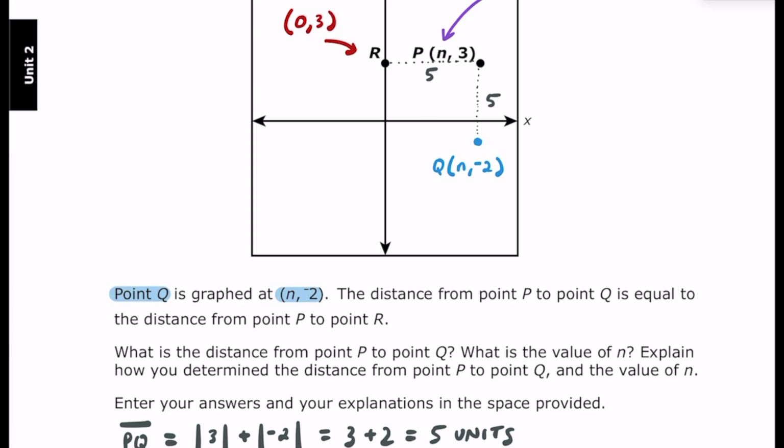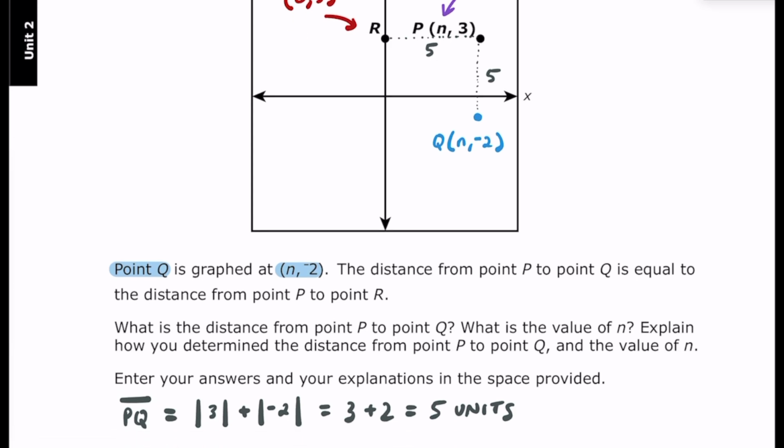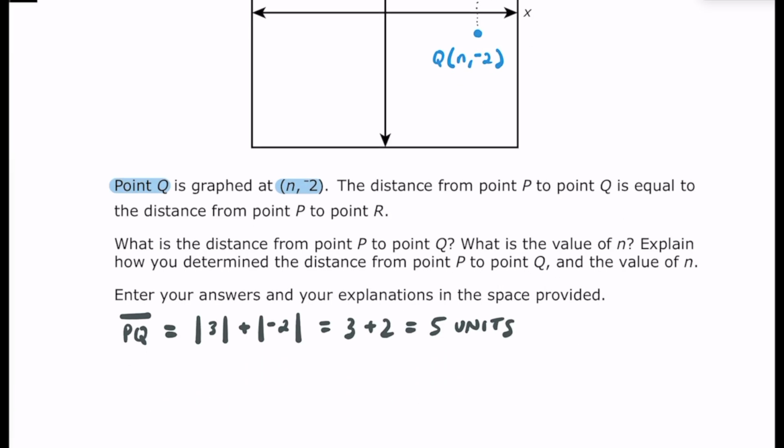To figure out the distance between R and P, you can go ahead and add or subtract the 0. If they're in the same quadrant, you subtract their absolute values. If they're in different quadrants, you add. If it's on an axis, it doesn't matter. It's up to you. It could be 5 plus 0 or 5 minus 0, but you're going to see that's going to be 5 units.